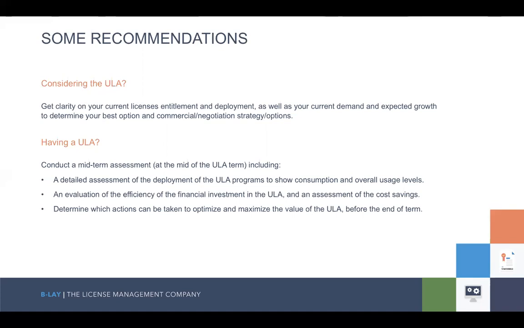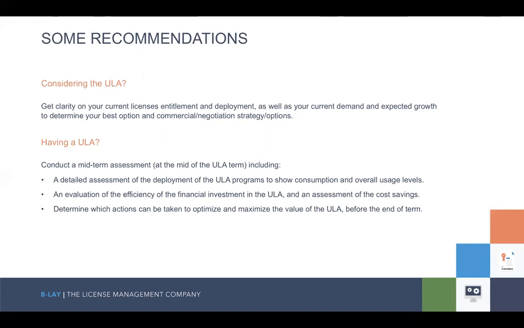And if you see that certain products are, for example, not deployed as much as you thought at the start of the ULA, or you see that certain products are not even being deployed at all, then that means that you still have the time to further accelerate your deployments in your organization so that you're eligible to certify more.